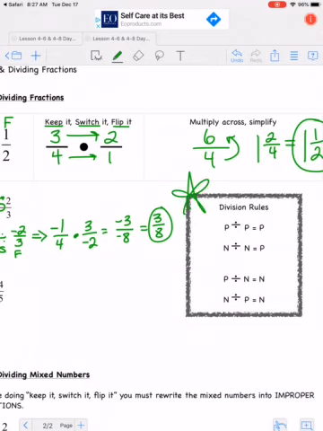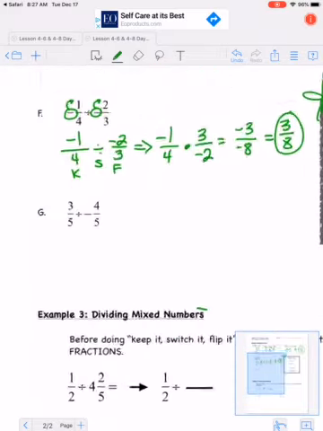Over here to the side, as you can see, those are our division rules. So positive divided by a positive is a positive, negative divided by a negative is positive. And when they're opposite, so positive divided by a negative, you get a negative, and a negative divided by a positive, you get a negative.